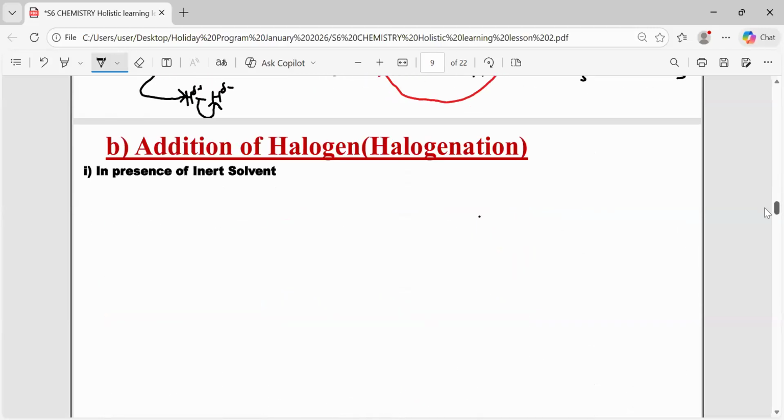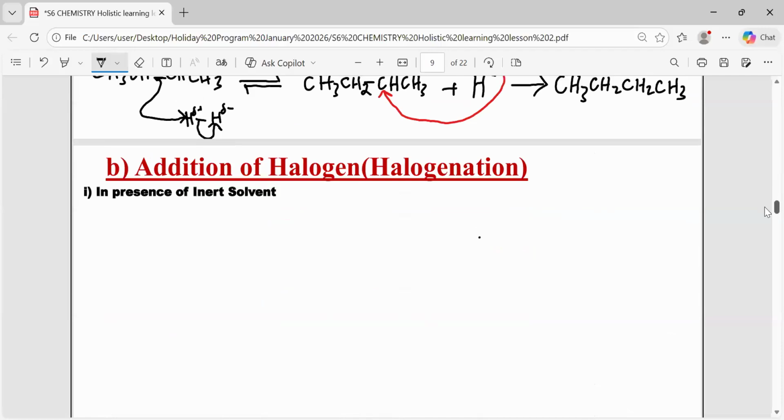Okay, now let's move very fast. I see time is running and we may not finish. Halogenation, addition of halogen. And now we are talking about it in the presence of an inert solvent. Which inert solvent do we normally use? Are you still there?